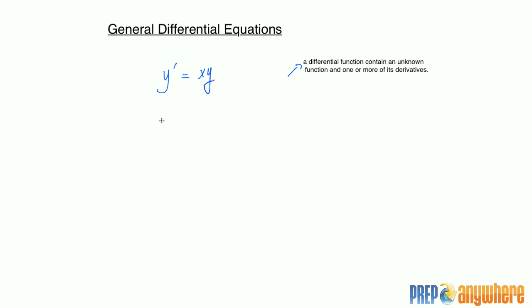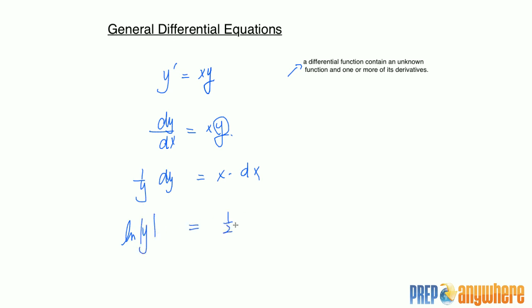That's essentially dy over dx is equal to xy. So we want to collect all the x's together and the y's together. So we have dy times 1 over y, if you bring this y over to the left side, and x times dx. So this is then ln of the absolute value of y, and this is half of x squared plus some constant.